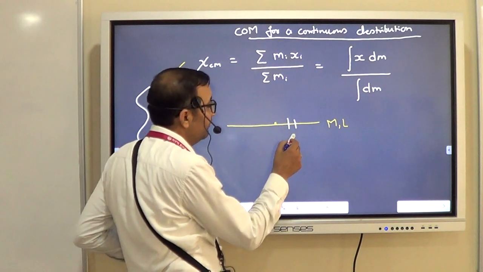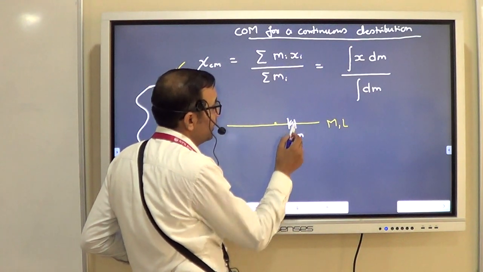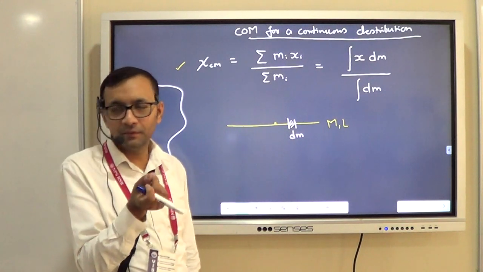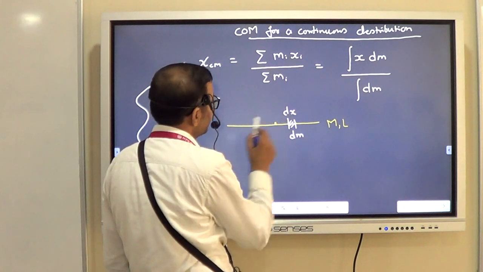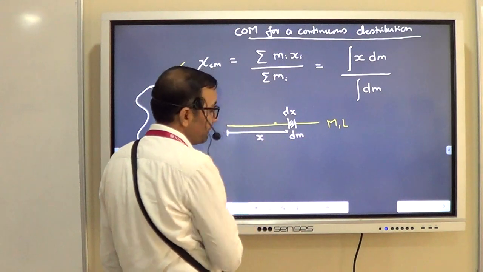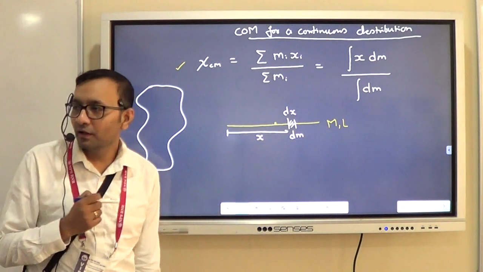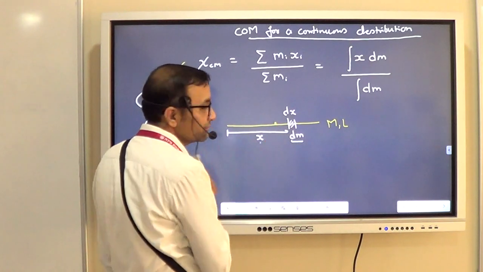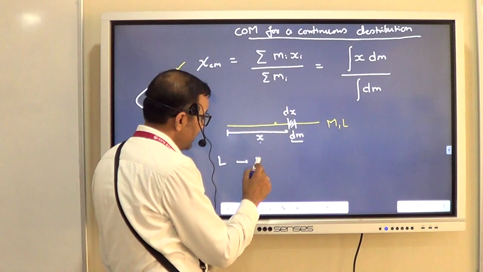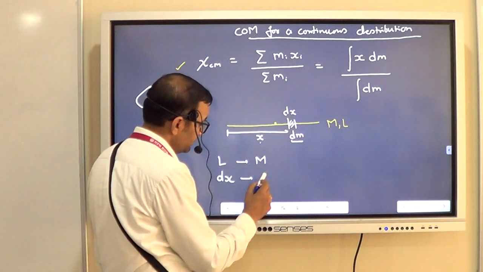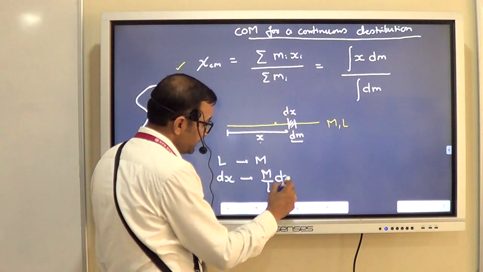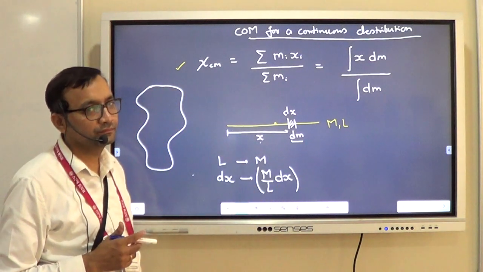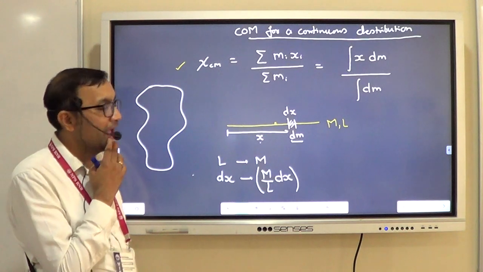See, you have to take a small mass dm over here. Mass is spread on the entire length L, so dm will occupy some small length dx, let us say. The length of dm is dx and it is at a distance of x away. So the location of dm is x. Now, do I know dm in terms of x or dx? The entire length L has mass m, so dx length will have what mass? M by L into dx. So this is my dm. So I've got dm in terms of dx.